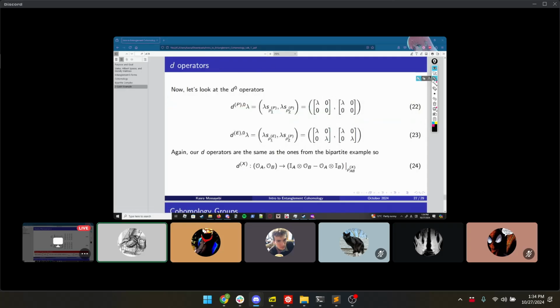Cool. And then the D1 operator is the same as before, right? This one, and then restricted by whichever density matrix we're talking about.